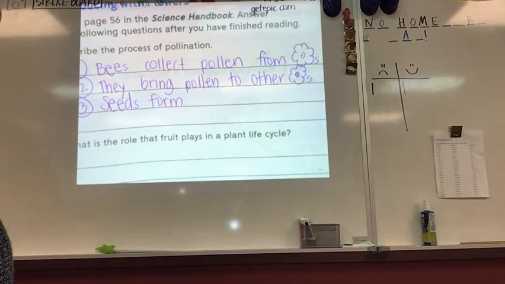Now, my last question for you before we move on to check our seeds is, what is the role that fruit plays in a plant life cycle? Why does the fruit form around the seed? Why is it important? Not all seeds have it, but in this particular, like in a cherry tree, why do you suppose it forms fruit around the seed? Go get some sanitizer, Chica. Connor, what do you think?